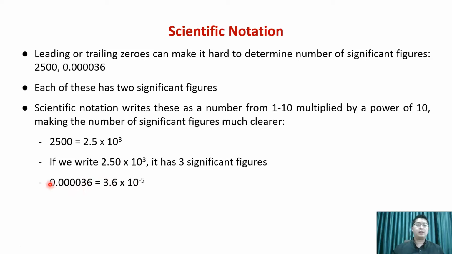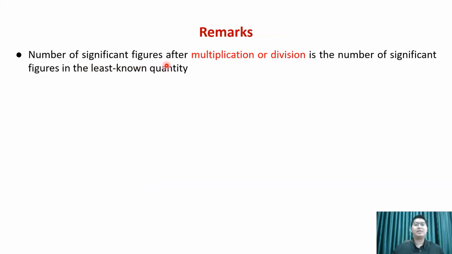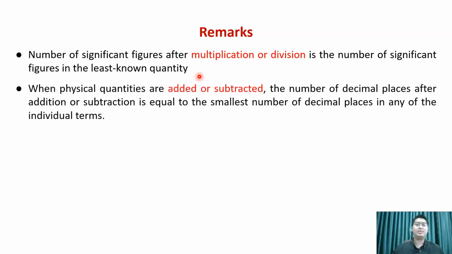You may also write this number in terms of scientific notation, 0.000036 to 3.6 times 10 to the power of negative 5. So it has two significant figures, 3 and 6. So the number of significant figures after multiplication or division is the number of significant figures in the least known quantity. And when physical quantities are added or subtracted, the number of decimal places after addition or subtraction is equal to the smallest number of decimal places in any of the individual terms.